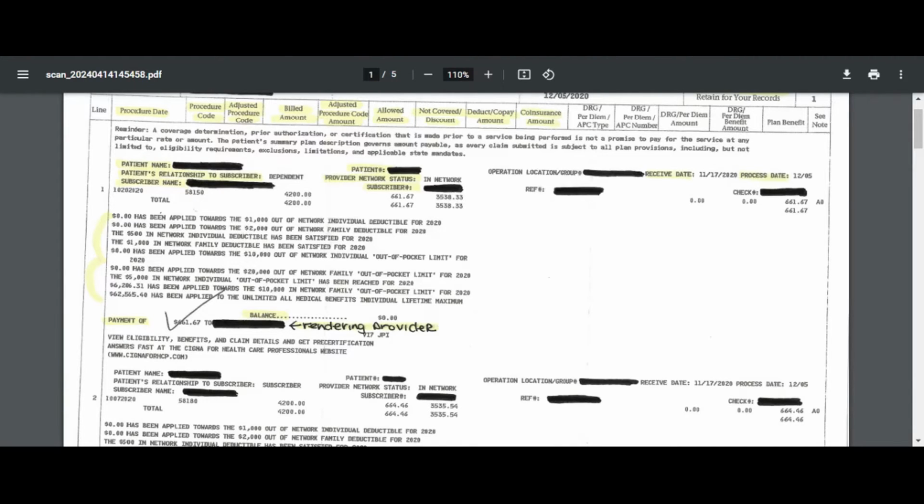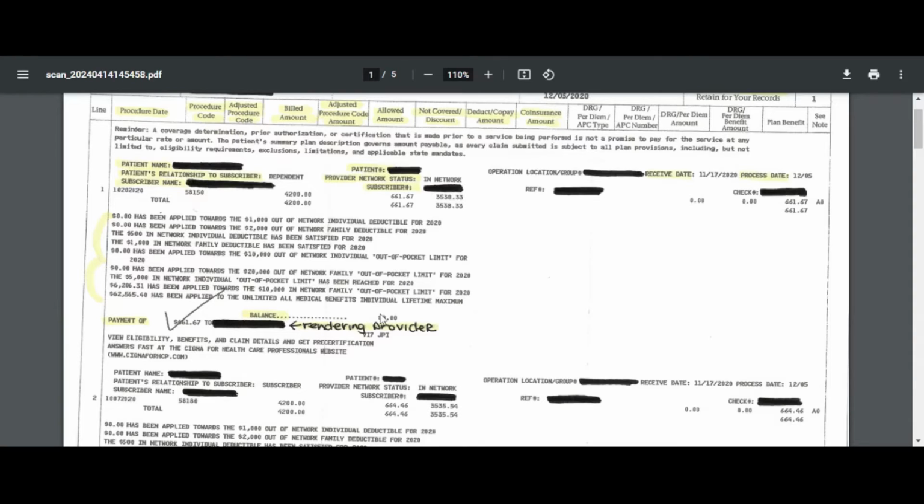You may notice that providers bill an astronomical amount sometimes just to make sure that they are not going below what the payer is willing to pay. So the billed amount is $4,200, but the allowed amount is only $661.67. Then the not covered discount. So that is the difference between the billed amount and the allowed amount. If you notice, the plan paid the full amount of $661.67.